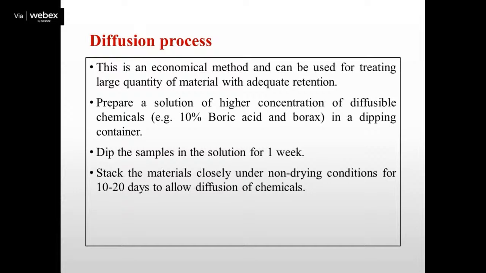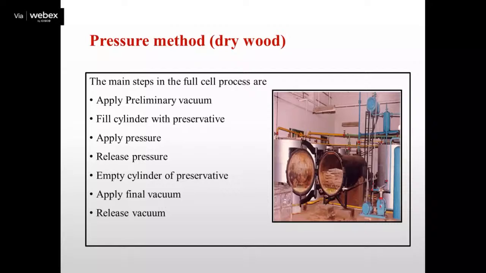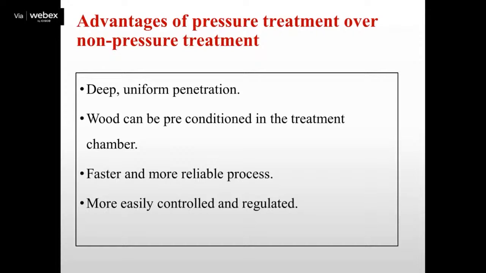So the pressure method requires a preservative treatment plant. The main steps involved in the pressure process are applying a preliminary vacuum, filling the cylinder with the preservative solution, and after that applying some pressure, releasing the pressure after a known duration, emptying the cylinder of the preservative, and again applying vacuum for drying and then releasing the vacuum. These are the steps involved in the pressure method. The advantages of the pressure treatment method over the non-pressure method are deep and uniform penetration. Wood can be preconditioned in the treatment chamber. It is a faster and more reliable process, more easily controlled and regulated.